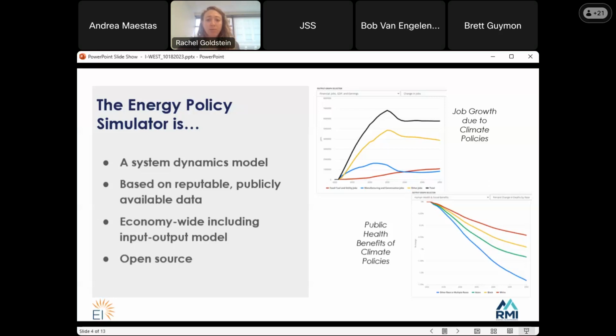It also includes an input-output model downstream of energy and policy modeling that can help to identify in-state economic changes to things like GDP and jobs. And here, just for the health components, we used the EPA data to estimate associated public health benefits of climate policies, such as reductions in health-related pollutants and associated changes like reduced asthma attacks, visits to the hospital, or premature mortality.